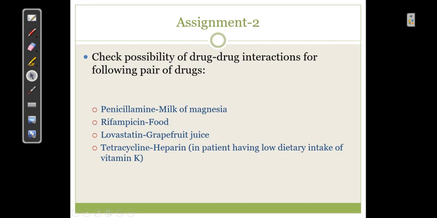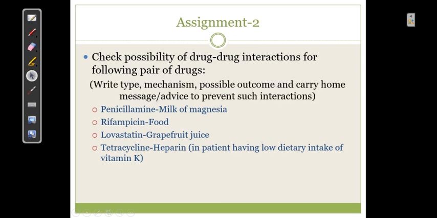If you find that there is a chance of drug interaction, then you need to check what type of interaction it is, whether pharmacokinetic or pharmacodynamic. If it is pharmacokinetic, what type of mechanism? Is it affecting absorption? In the case of absorption, is it by altering pH or altering GI flora, or what other mechanism is there? Then what is the possible outcome? Is it a harmful or adverse type of drug interaction?